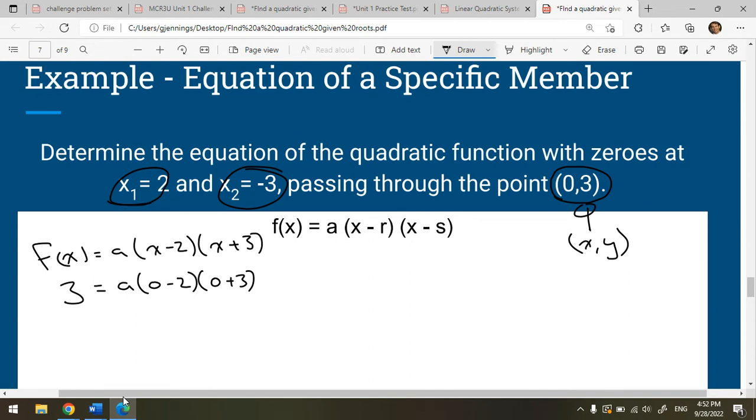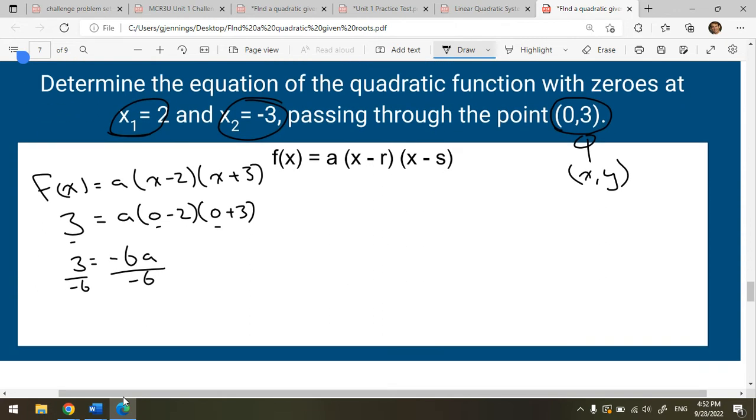Okay. So all I've done there is substituted in for x the value 0, and for y the value 3. So 3 is equal to a multiplied by 0 minus 2. Well, that's negative 2. And 0 plus 3, that's 3. So together, that's negative 2 times positive 3. So that's negative 6. 3 is equal to negative 6a. And then, to solve that, we're going to divide both sides by negative 6. And that gives us the value that a is equal to negative 1/2.